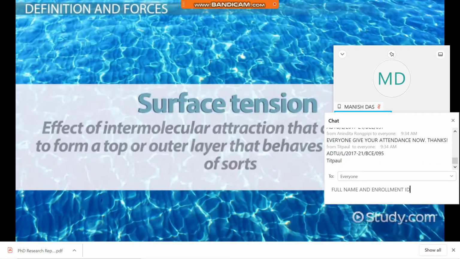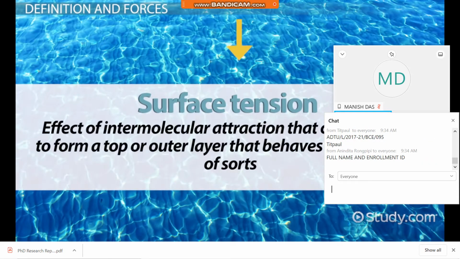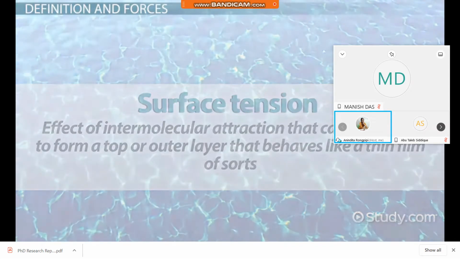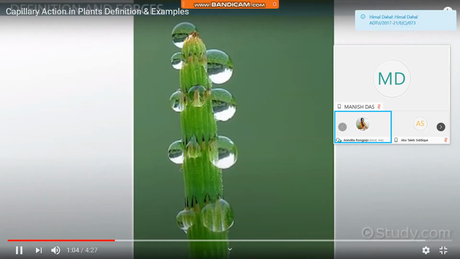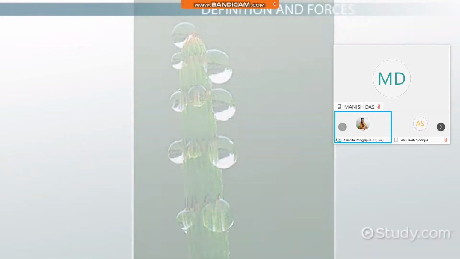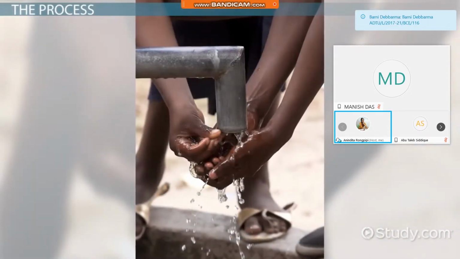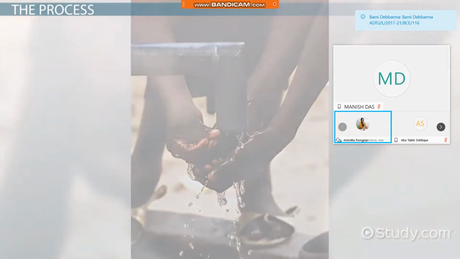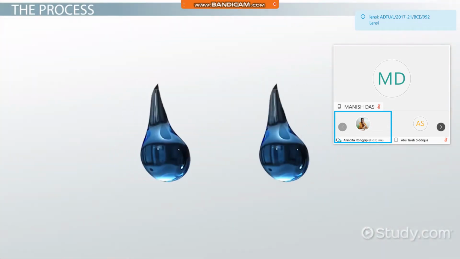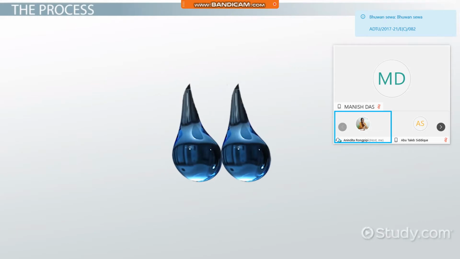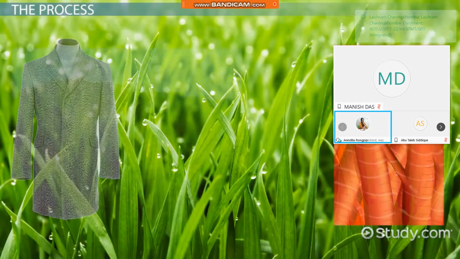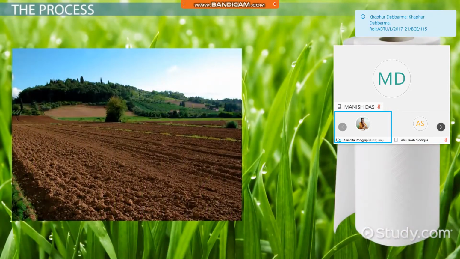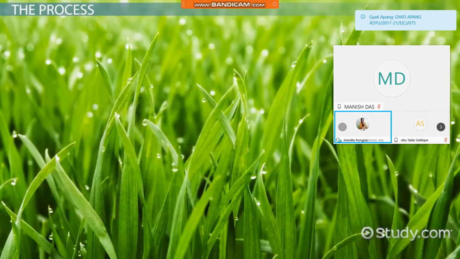Surface tension is the effect of intermolecular attraction that causes liquids to form a top or outer layer that behaves like a thin film of sorts. Surface tension is responsible for the shape of water drops and for holding the structures together as plants soak up the water. Although you may use water to help get sticky substances, such as syrup, off your hands, water itself is actually sticky. Water molecules not only stick to each other, but water also sticks to grass, cloth, organic tissues, soil, and paper towels. Plants take advantage of water's stickiness to organic tissues and soil.